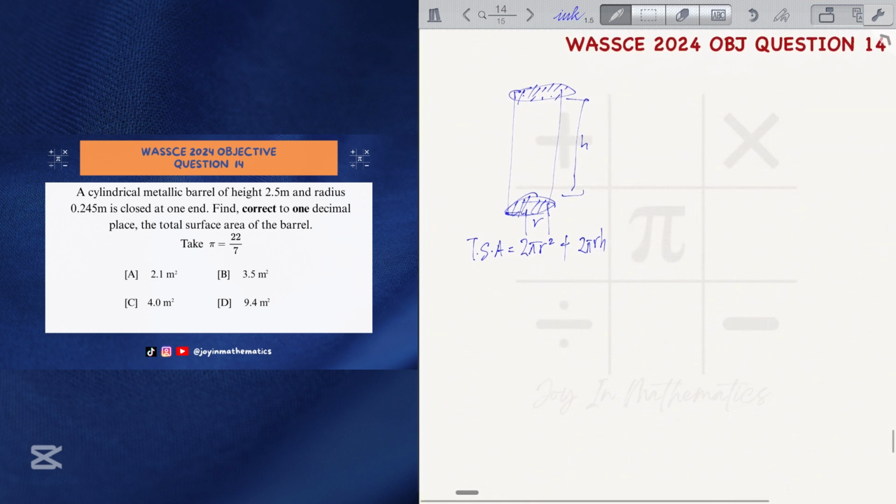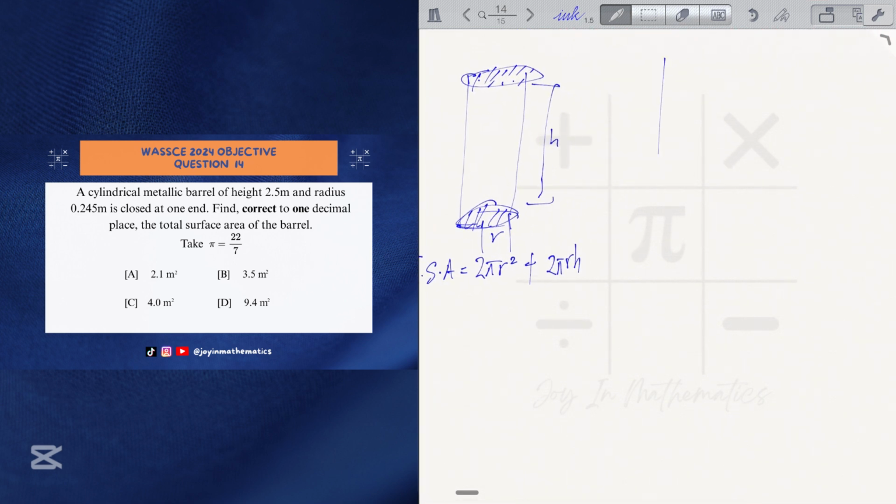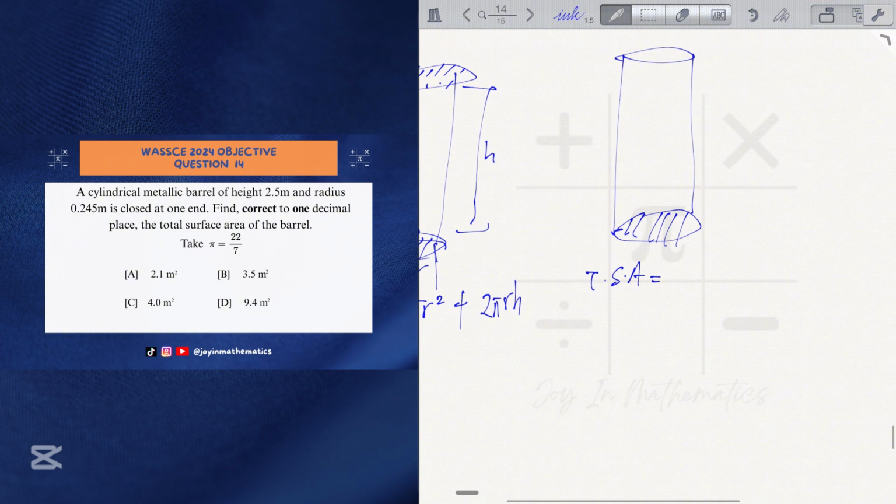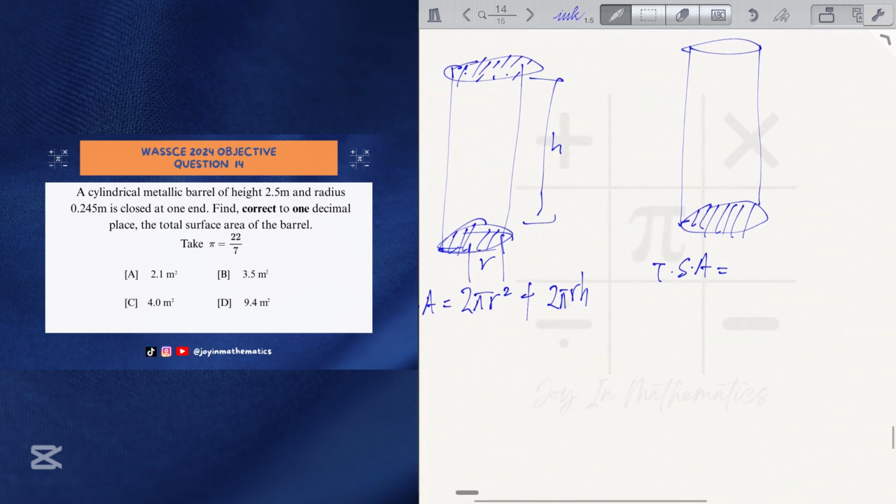In the same vein, we will have another cylinder. This cylinder now is closed at just one end, like the question, maybe at the top or at the middle. So we have the total surface area for this now. Since it's just one circle that is closed at one end, then we'll have just pi r squared, plus the surface area of this embedded rectangle, that's 2 pi r h.